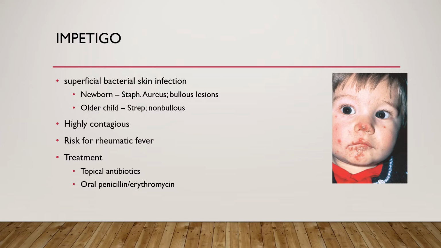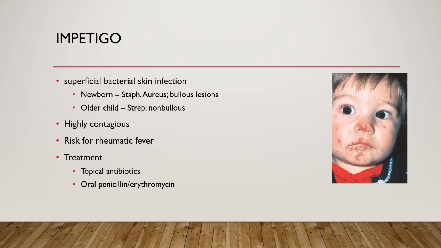In older children, the pathogen involved will be from the strep family, the group A beta-hemolytic strep, and usually there will be no blister-like lesion. It will be a non-bullous type of condition. Keep in mind that it's highly contagious and can spread extremely quickly.